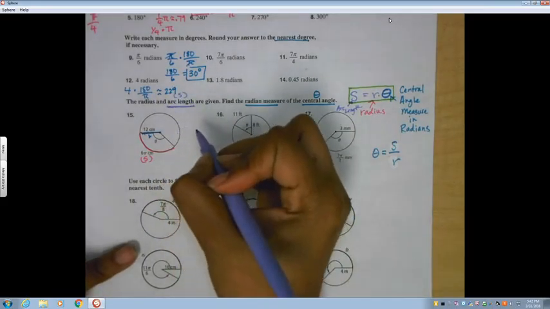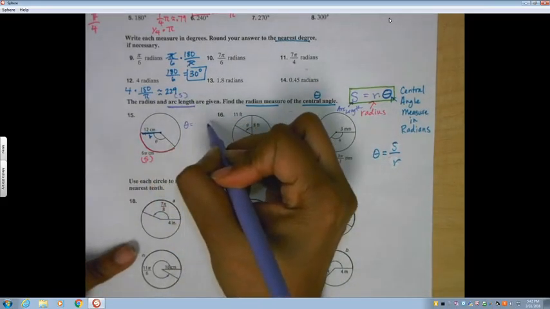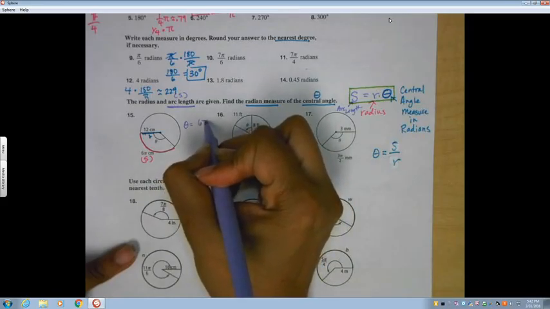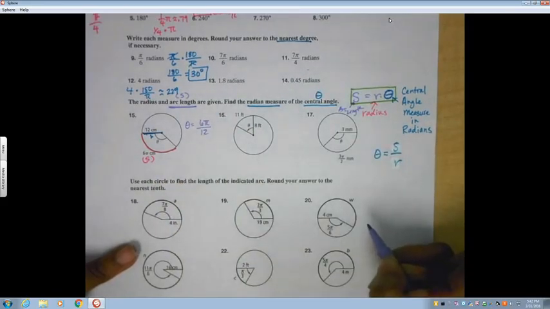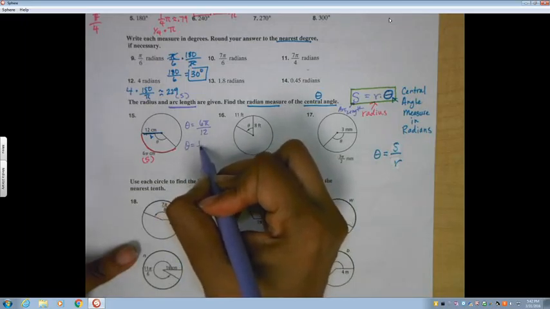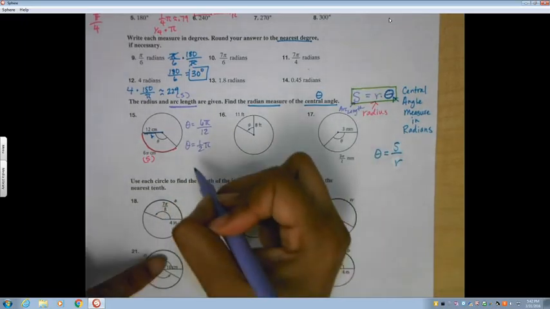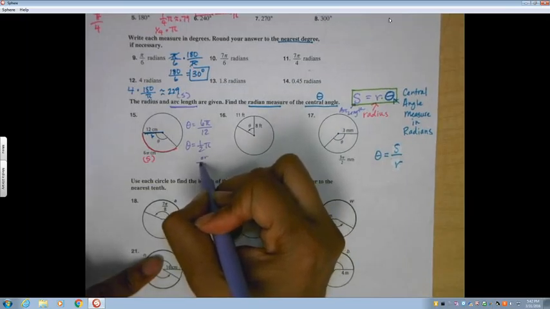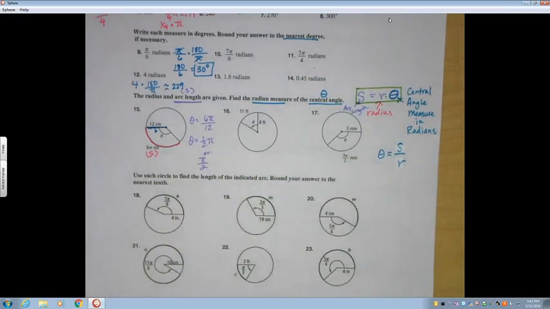is just literally plug it in. We're going to do 6 pi divided by 12. And then we're going to reduce that. So theta in terms of radians is 1/2 pi. Or you could say pi over 2. Either one is correct. I'll accept. So that's all we're doing here.